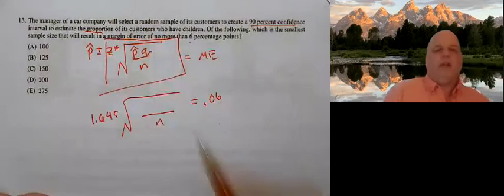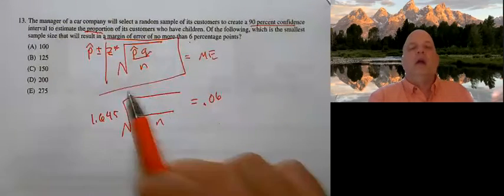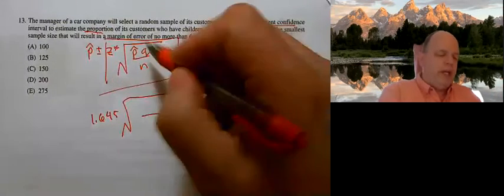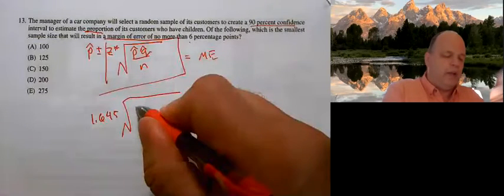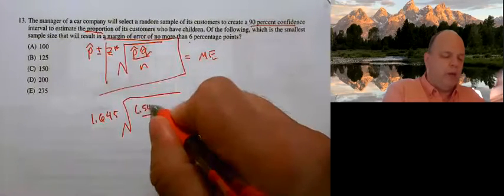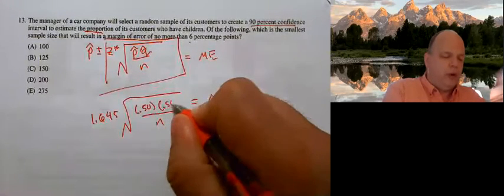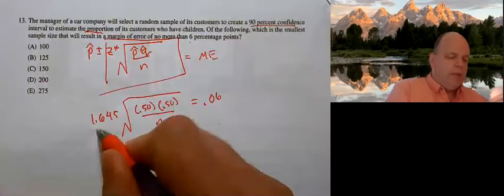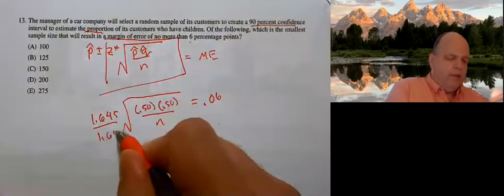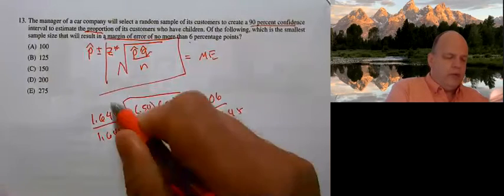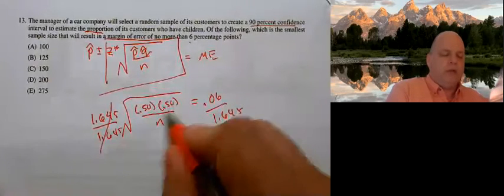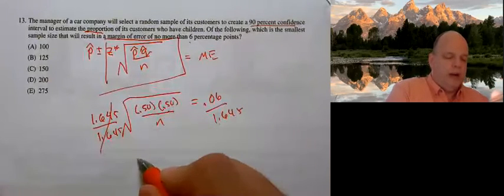We know we're looking for n, so we can go ahead and write that in. Did they have an estimate for p hat? The answer is they didn't. So we always have to use the worst case when they don't provide one, which is 0.50. All right, I'm going to divide both sides by 1.645. This crosses out, and when I multiply those, they become 0.25.